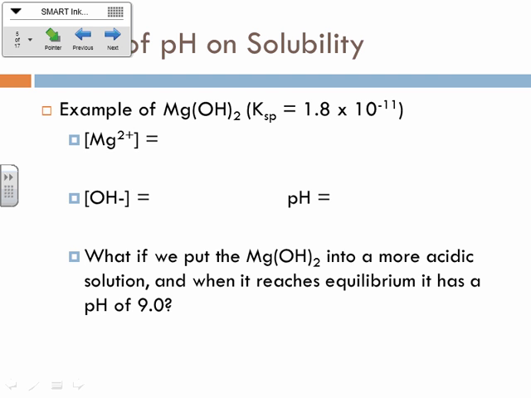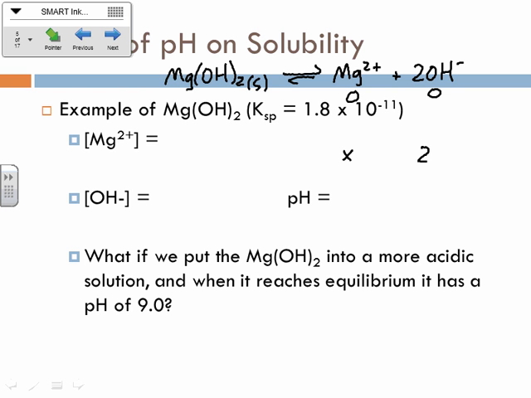So again, you got to kind of think in terms of an ice table here. We've got our MgOH2 going to Mg2 plus and 2OH minus, right? And again, you have to be careful and make sure when you write these equations that they're balanced. Since we have 2 OHs on this side, we have to have 2 on the other side. And then if you make an ice table for this, we're going to start with 0 and 0. We're going to end up with x, and we're going to end up with 2x here, right?